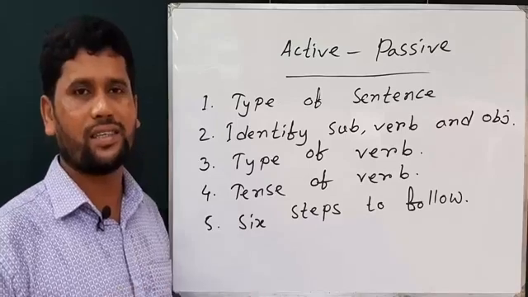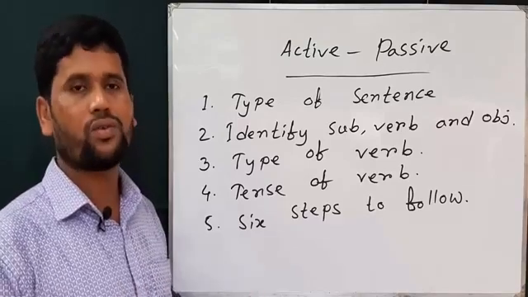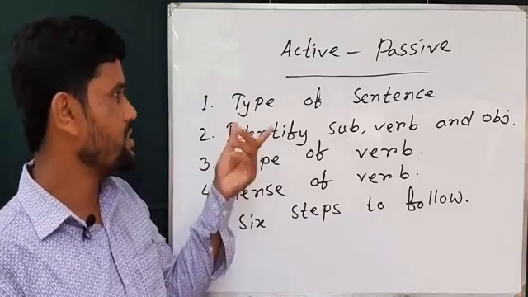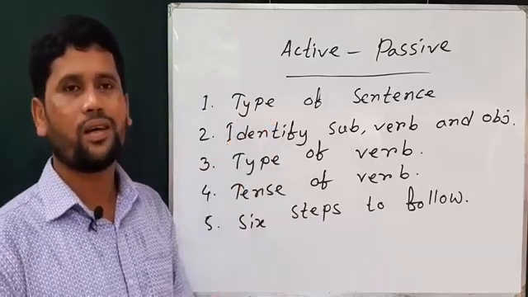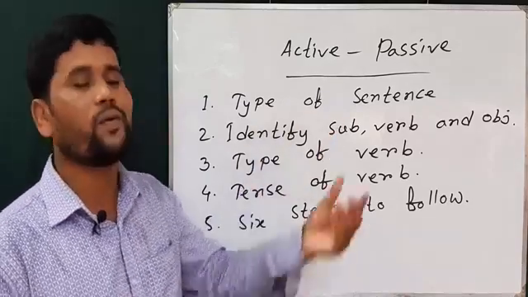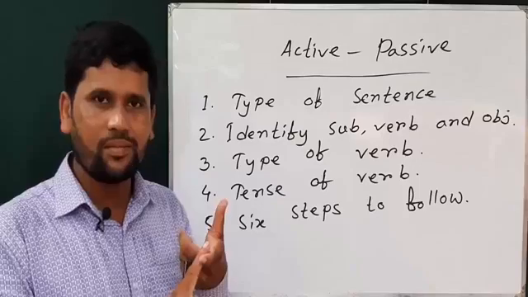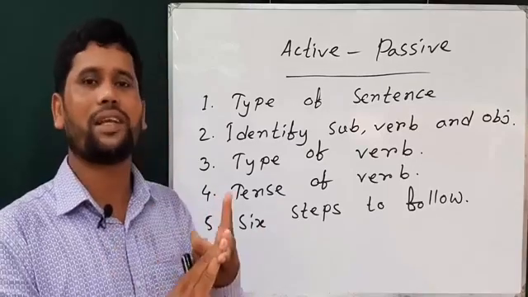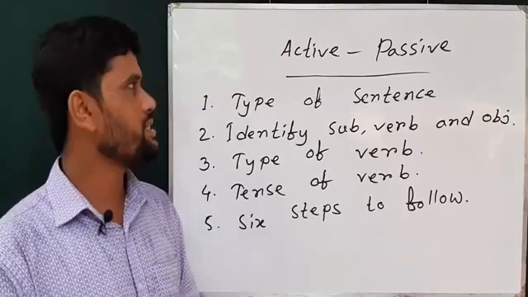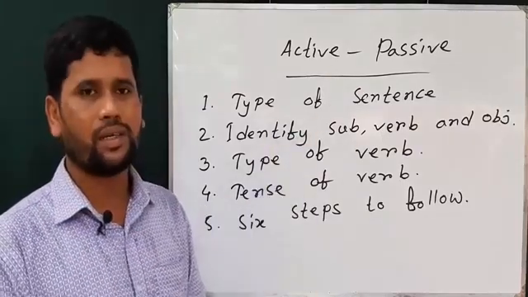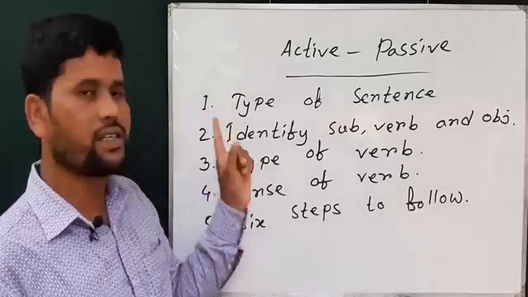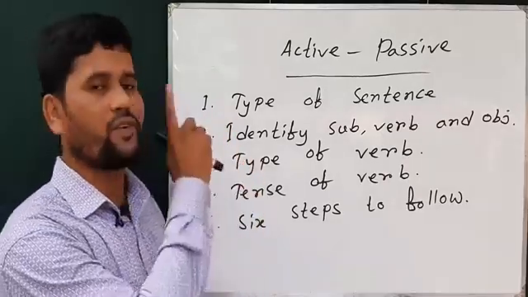For voice changing, we need to know 5 things. First, you have to identify the sentence, that means the type of sentence. Is it assertive or interrogative or imperative? You know, we only change active to passive in assertive, interrogative and imperative sentences. So, first you have to know the type of sentence.